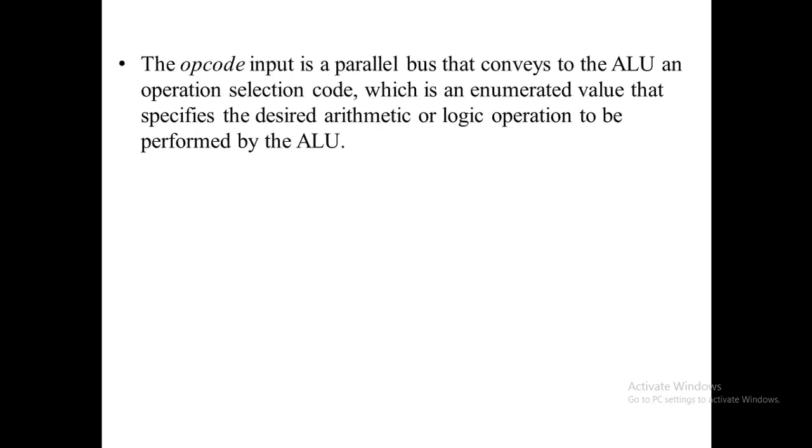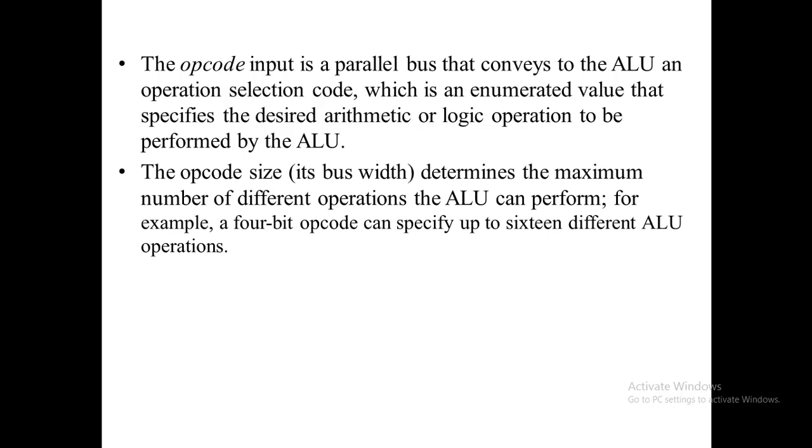So the opcode means the symbol that we used between the 2 operands. The opcode input is a parallel bus that conveys to the ALU an operation selection code, meaning what type of operation it has to perform. Either it has to add 2 numbers or it has to multiply 2 numbers. This is defined by the opcode, which is an enumerated value that specifies the desired arithmetic or logic operation to be performed by the ALU.